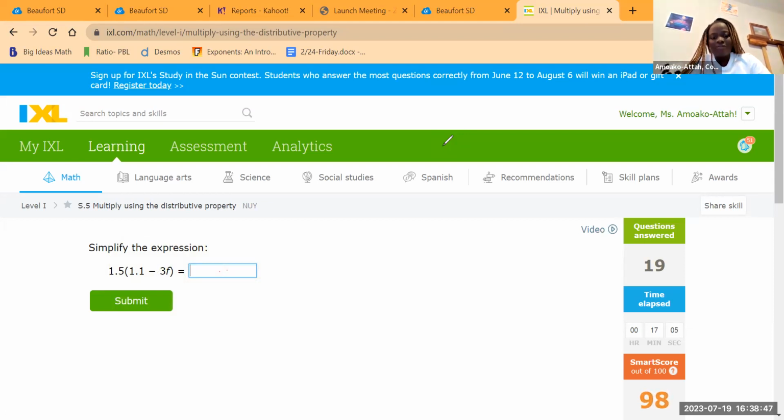Oh, guys, okay, I'll give you this as your homework, a try work for you. Just simplify 1.5 times 1.1 minus 3f, in parentheses. 1.5 parentheses 1.1 minus 3f. So don't forget, you use the number outside the parentheses to multiply everything inside the parentheses. That should give you, and don't forget your negatives. Negatives in mathematics is very important.